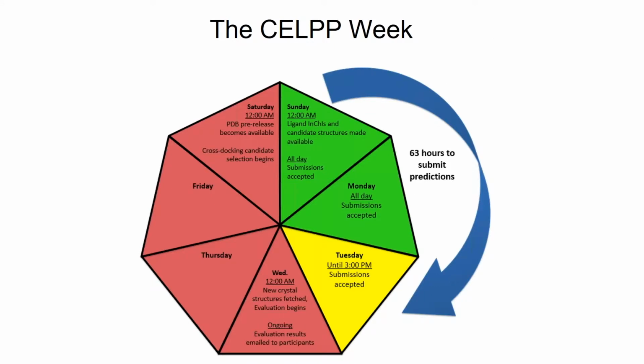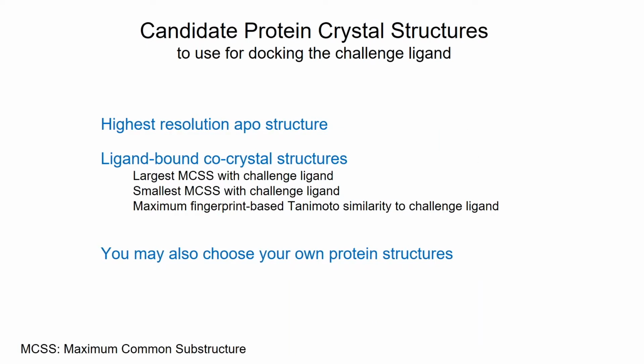Maybe I'll skip this. No, okay, we'll just go quickly. So this is the Kelp week. On Sunday, basically, we get access to the ligand InChIs and the proteins and send the information out to you. We accept submissions the rest of the day, and on Monday, data have to come in. Your predictions have to come in on Tuesday, 3 p.m. Pacific time. We do the evaluation. Then there's a little breathing room, and then it all starts over again.